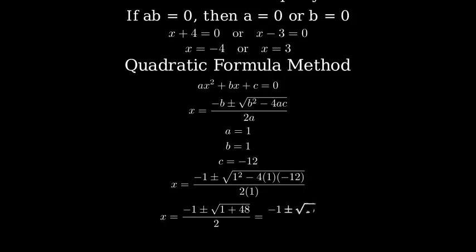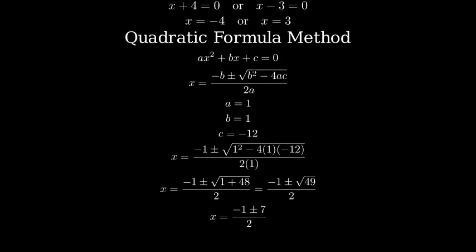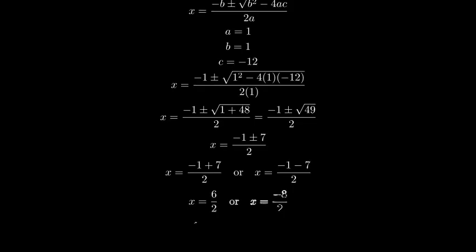First, simplify under the square root. 1 − 4 × 1 × (−12) = 1 + 48 = 49. Now our equation is x = (−1 ± √49) / 2. The square root of 49 is 7, so we have x = (−1 ± 7) / 2.